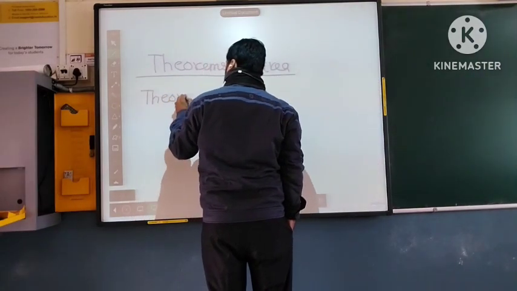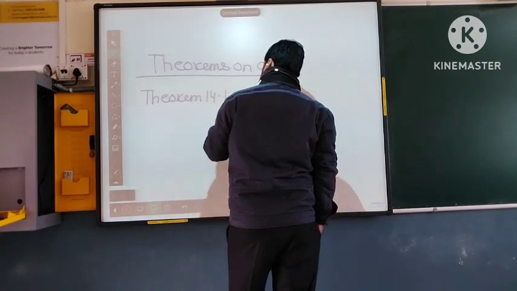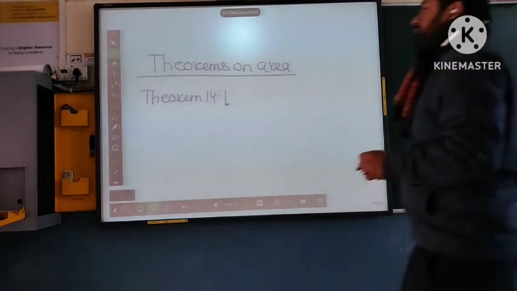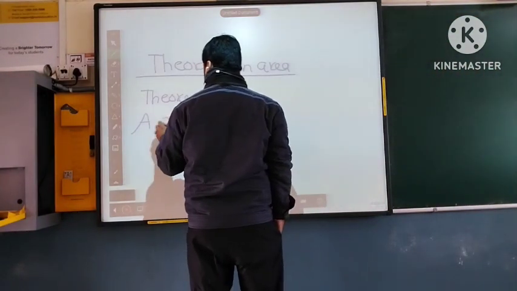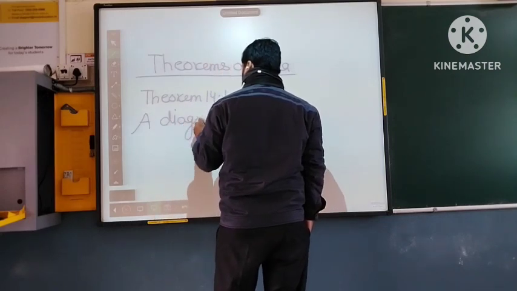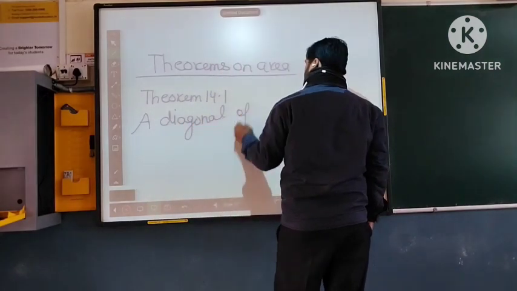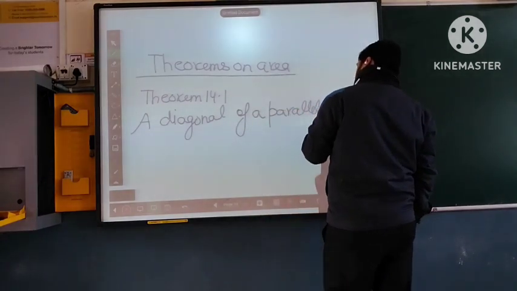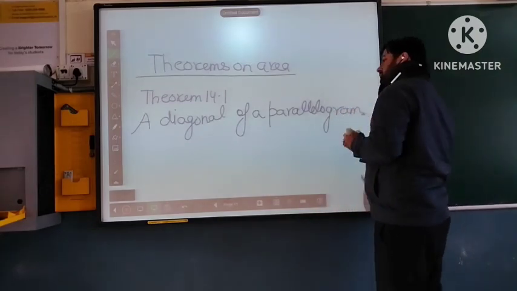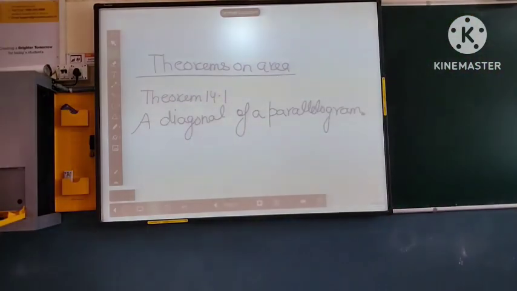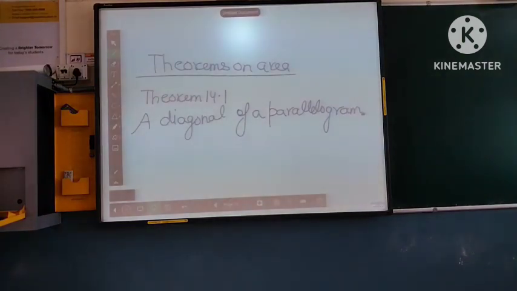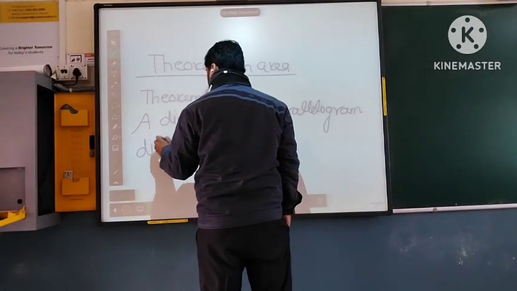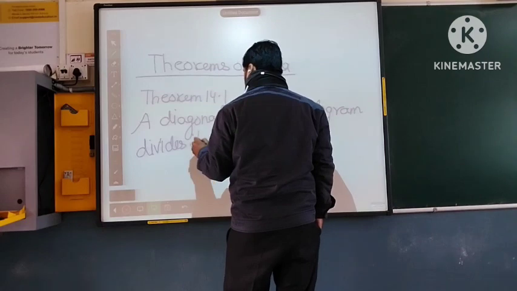Now we are studying theorems on area. First theorem, theorem 14.1. What does it say? Theorem 14.1 says a diagonal of a parallelogram divides it into two triangles of equal areas. It means that a diagonal of a parallelogram divides the parallelogram into two triangles of equal areas.